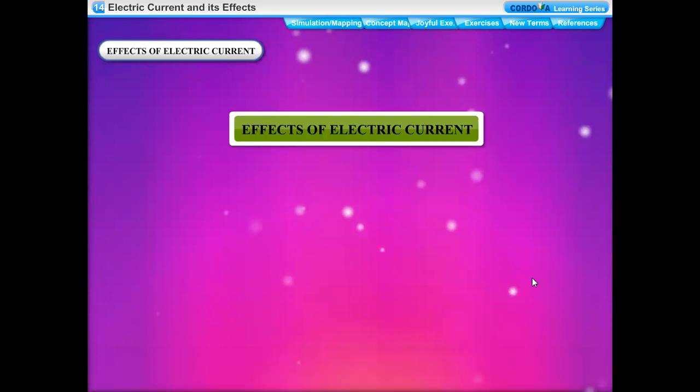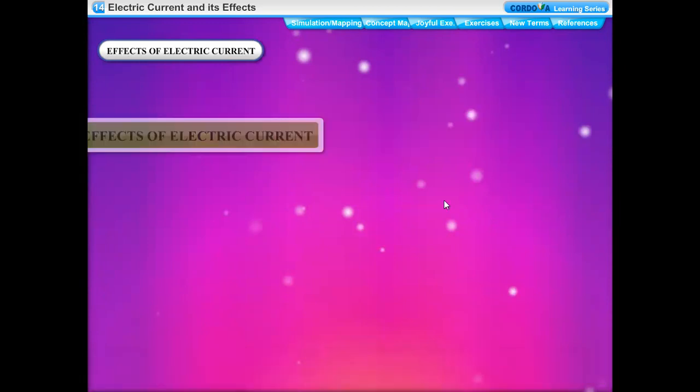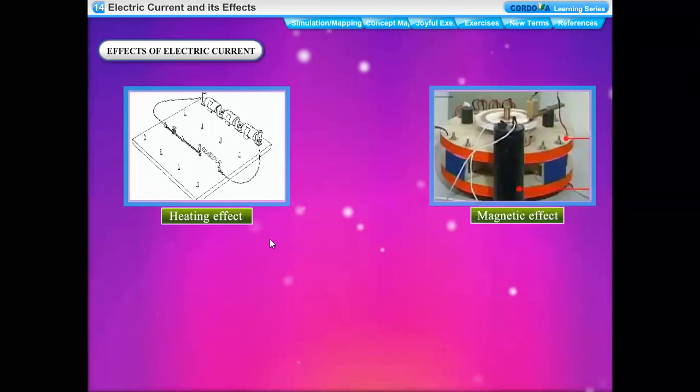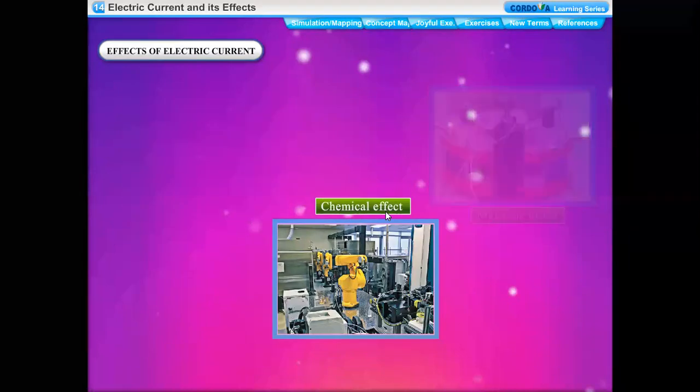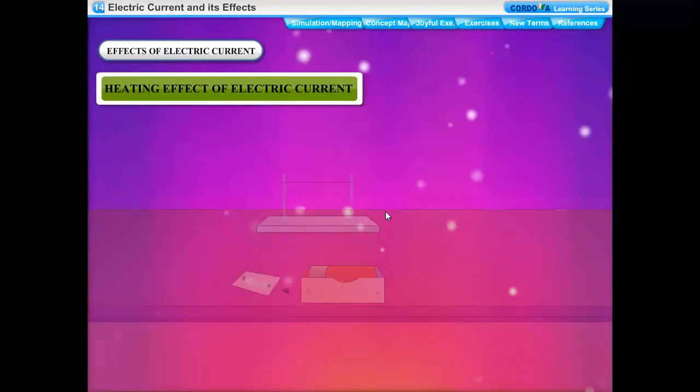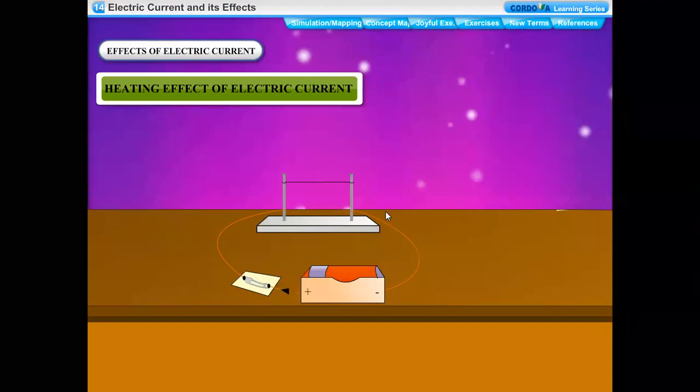Next is effects of current. So effects of current we can say are the heating effect, the magnetic effect, and third is the chemical effect. In class 7 we will discuss only heating and magnetic. So what does the heating effect of electric current say?